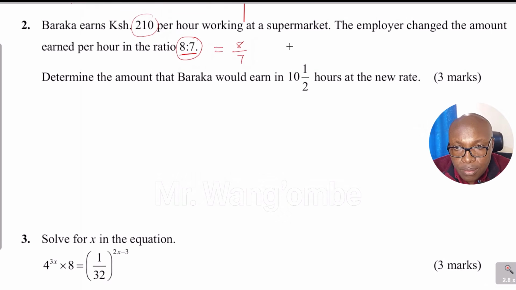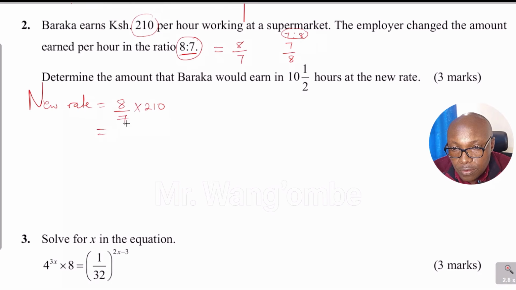If it was a decrease, for instance, it would have been 7 over 8. So the ratio could have been 7:8. If, for example, it was a decrease, it could have been 7:8, where you find the denominator is bigger than the numerator. So therefore, the new rate: now that we have identified that this ratio is going to increase, it will be 8 divided by 7, that is the ratio, multiplied by 210.